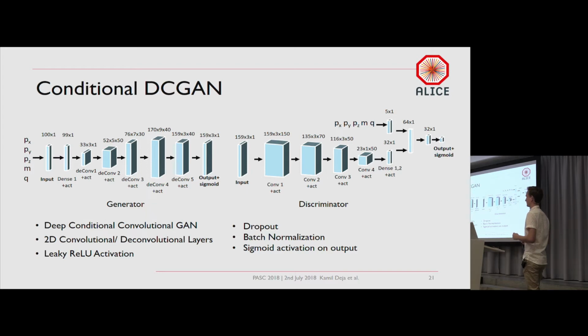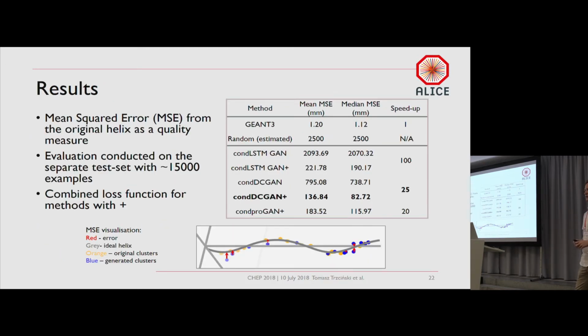We used some initial parameters like particle momenta, mass and energy. And we also applied this combined loss function for this model, which ended up with quite good results. What you can see right here, we are actually measuring how far we are from the standard full simulation. So we measured the distance from the ideal helix, because the particles should fly in the shape of an ideal helix. For the full simulation, you can see that the quality was around 1 millimeter, which is actually the precision of the detector.